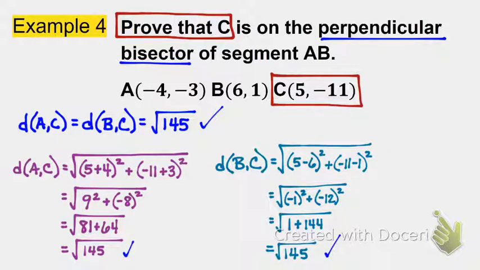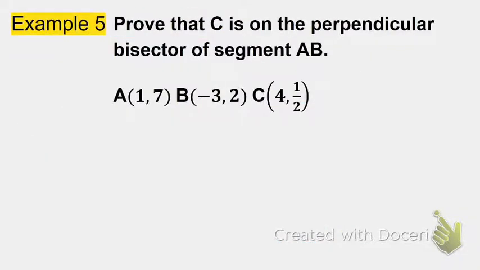We're going to do one more like this, and then I think that's where we're going to stop for today. Yep, let's do one more. Prove that C is on the perpendicular bisector of segment AB. I'm going to give you guys a couple minutes to work on this on your own, and then we're going to compare answers.